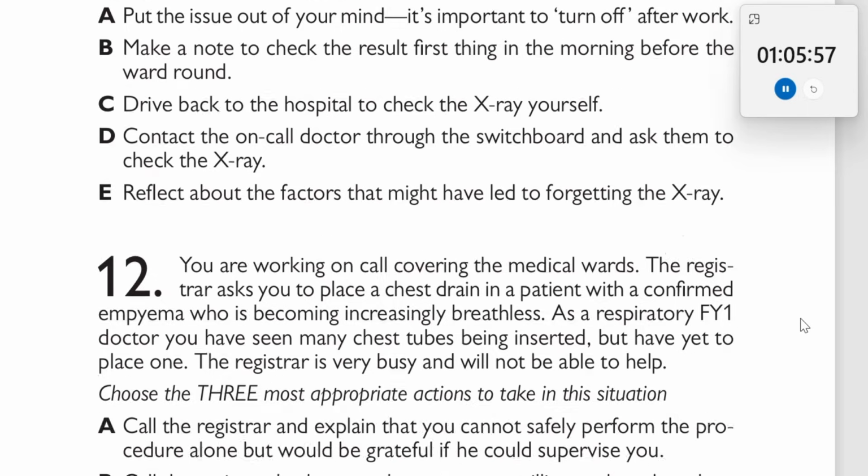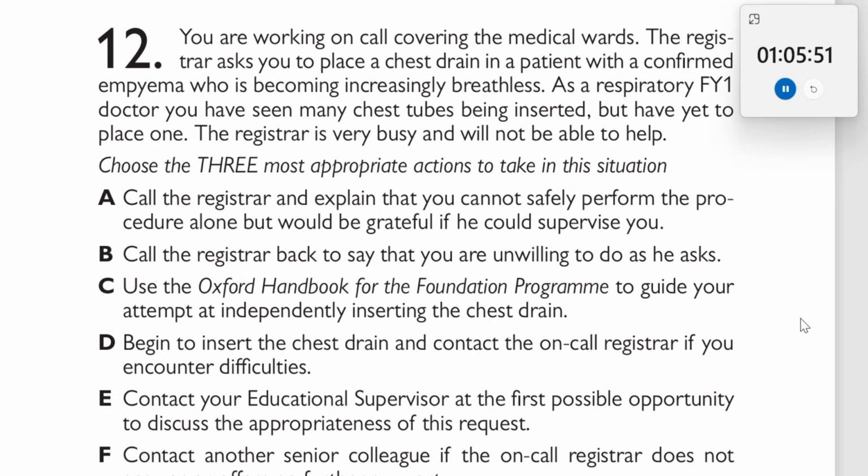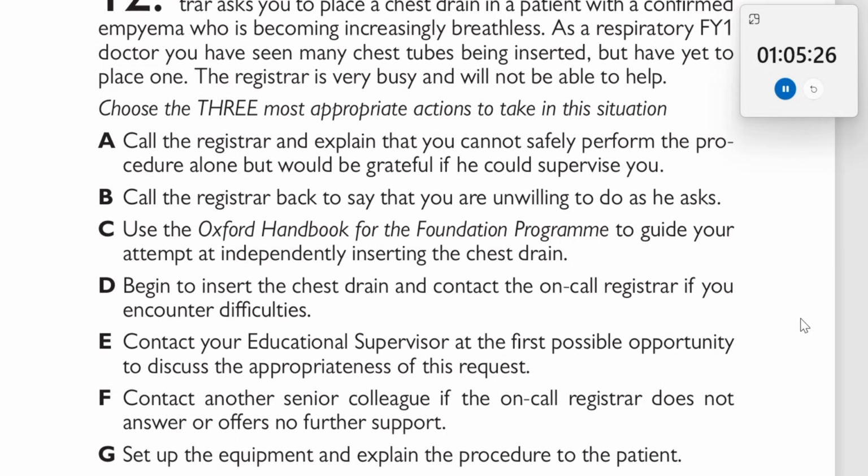Okay, moving to the next, that is 12. You are working on call covering the medical wards. The registrar asks you to place a drain in a patient with a confirmed empyema who is becoming increasingly breathless. As a respiratory FY1 doctor, you have seen many chest tubes being inserted but have yet to place one. The registrar is very busy and will not be able to help you. So, read the options and mark your answers.